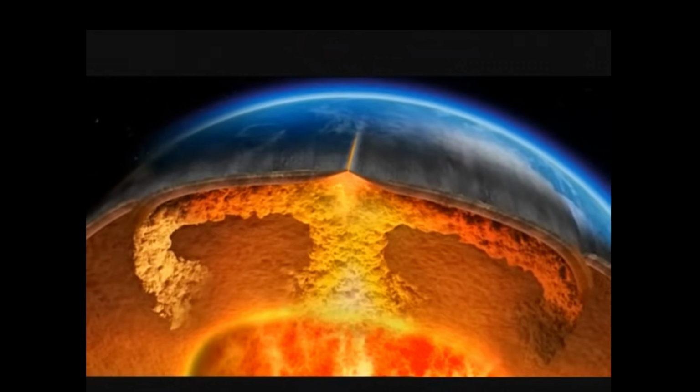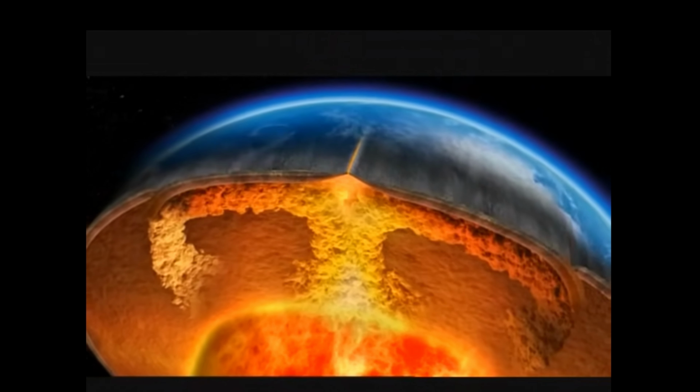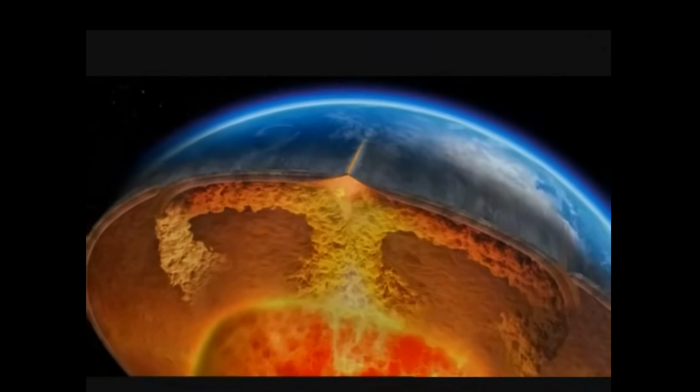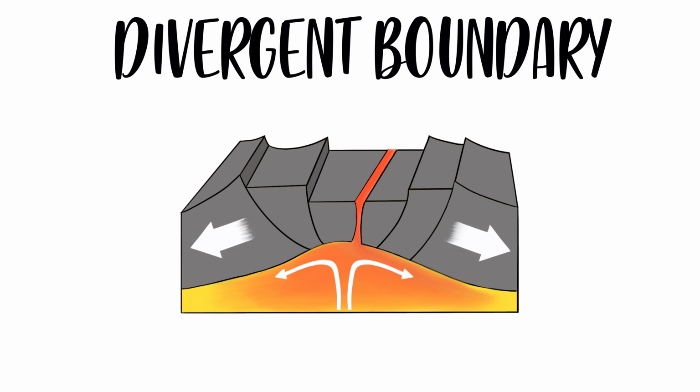This cycle generates different types of boundaries, also known as faults, between the plates. There are three main types of boundaries depending on the type of movement that they experience. First, we have divergent boundaries, which are boundaries where the plates move away from each other, leading to the upwelling of material from the mantle.